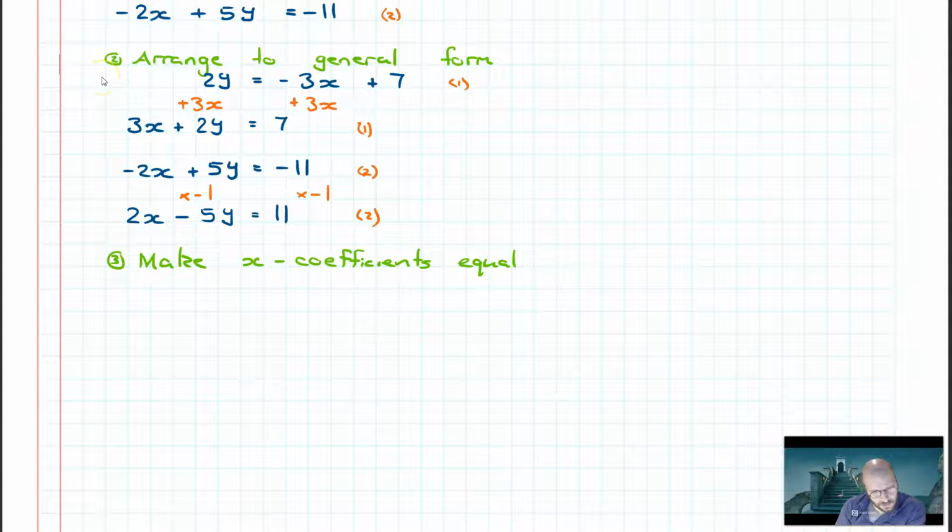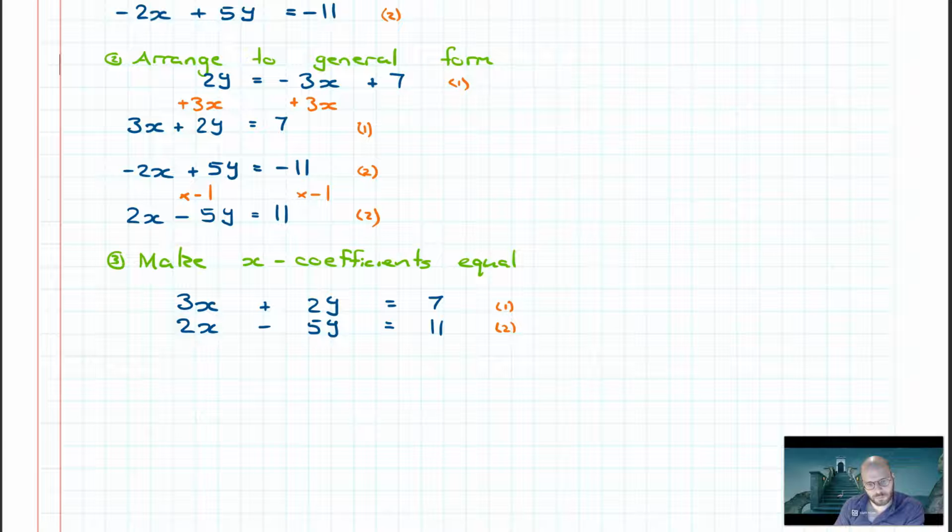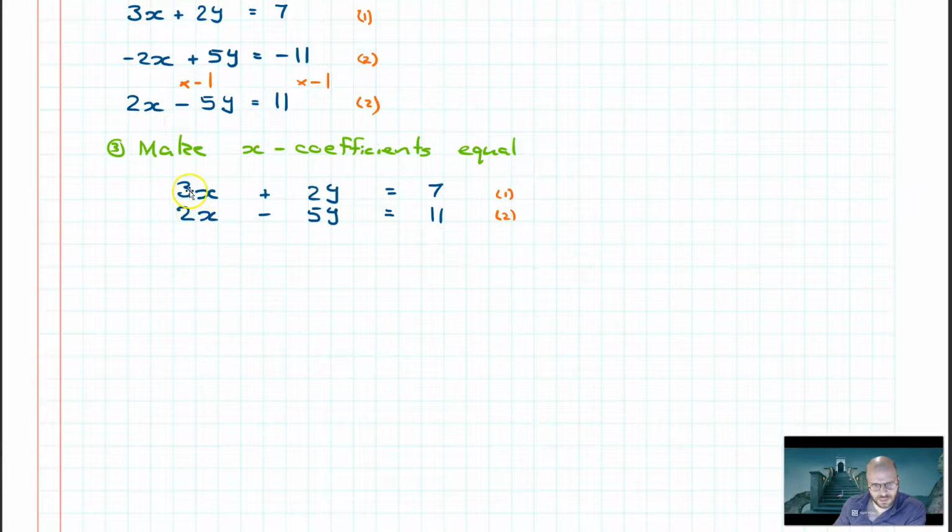Writing this out, I'm going to get what was seen above, but looking at these, I've got a 3 and a 2. To force these to be equal to one another, what I can do is multiply equation 1 by 2, and I can multiply equation 2 by 3. So multiplying this entire equation here by this coefficient and this equation here by that coefficient. This will have the effect as shown.